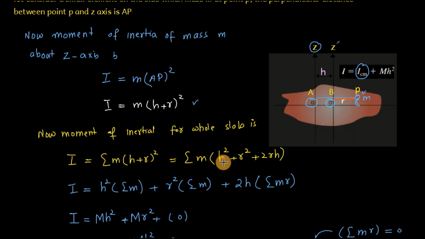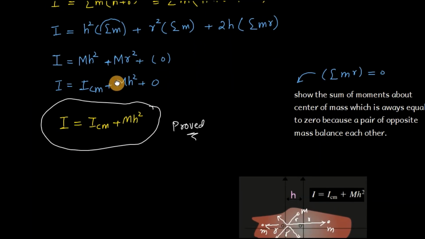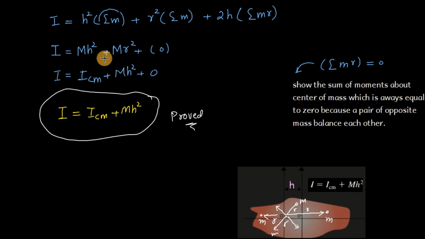Now using the (a plus b) whole square equation, we obtain sigma m into (h square plus r square plus 2rh), or I equals h square sigma m plus r square sigma m plus 2h sigma mr. Now this sigma m means the mass of the whole object, which is denoted by capital M. So this becomes Mh square, and this sigma m is the mass of the whole slab or object, denoted by capital M. So this is Mr square. So the rotational inertia of the object is what? Mh square plus Mr square.